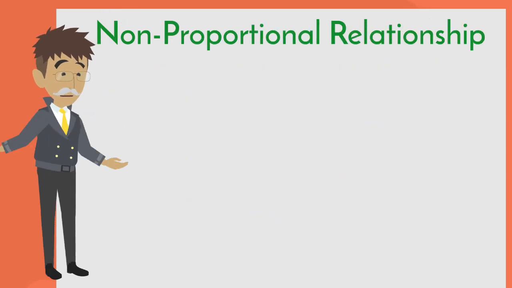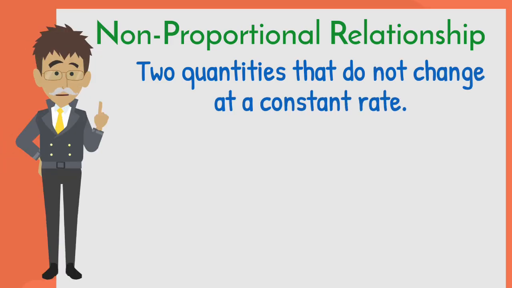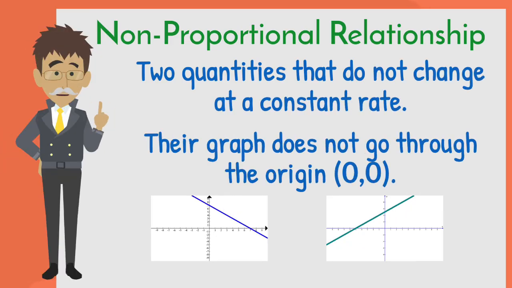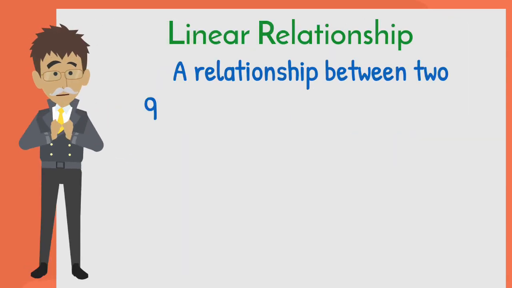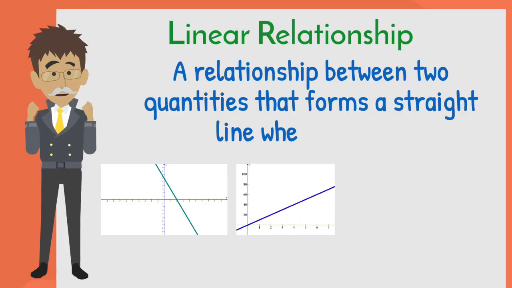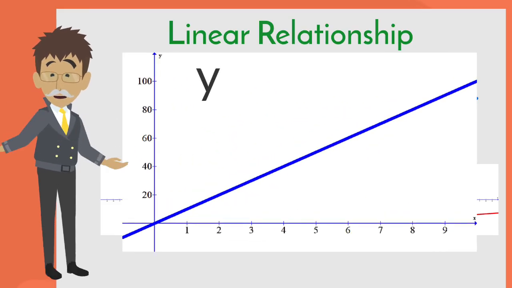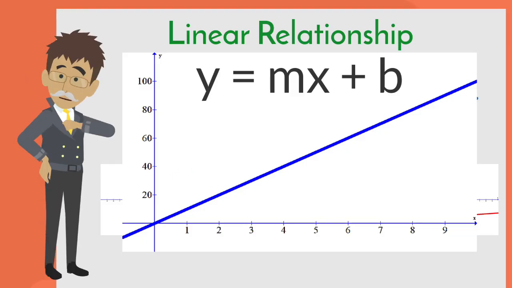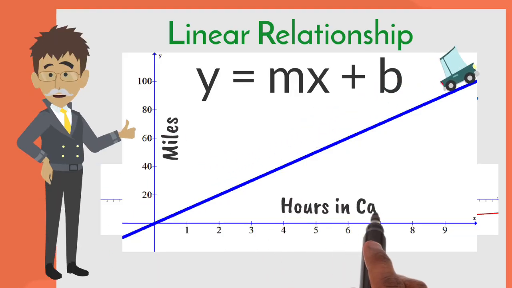Non-proportional relationship. Two quantities that do not change at a constant rate. Their graph does not go through the origin. Linear relationship. A relationship between two quantities that forms a straight line when graphed. We often express this in the form y equals mx plus b. An example would be the distance traveled at a constant speed over time.